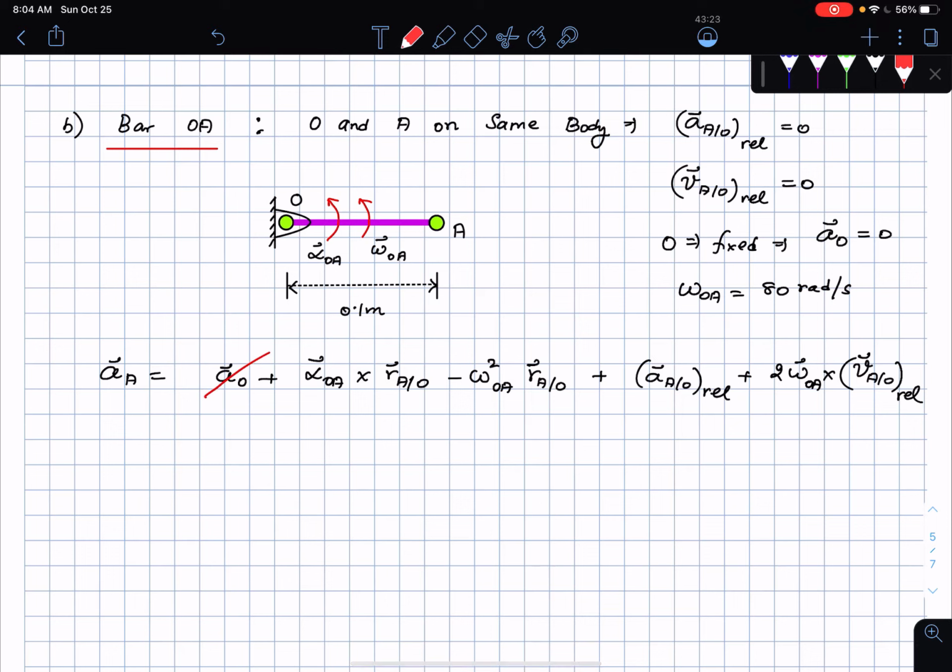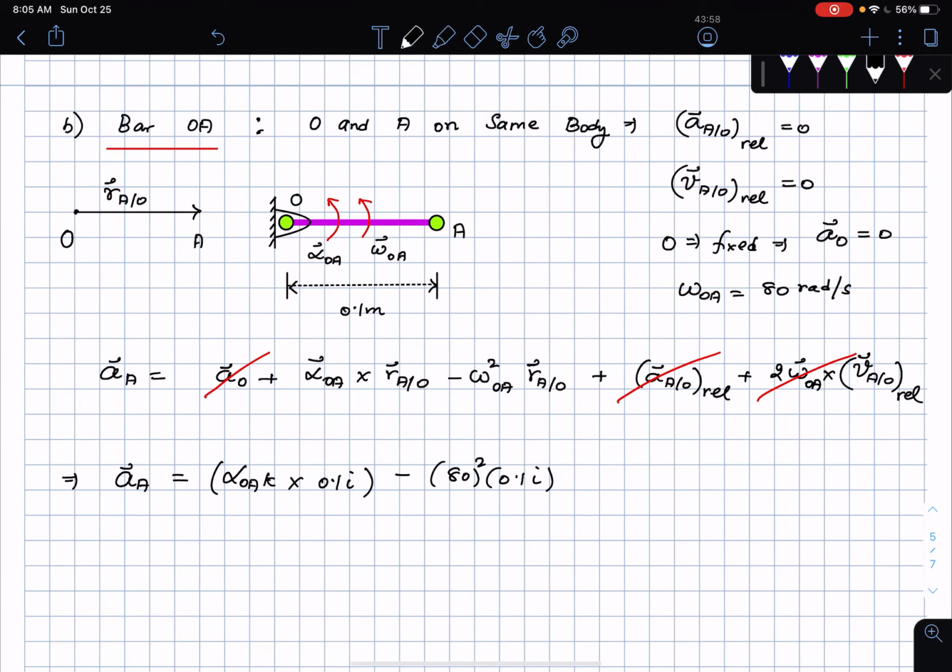Get rid of these terms. This guy is gone, this guy is gone, that guy is gone. Write it out. Acceleration of A is alpha OA in the K direction as assumed, crossed with R A/O. Okay, this is fairly straightforward, right? I'm sitting at the point O, and I'm looking at the point A. So this is going to be R A/O, and you obviously know this is in the I direction, so this is crossed with 0.1 I. Okay, and then this is going to be 80 square times 0.1 I.